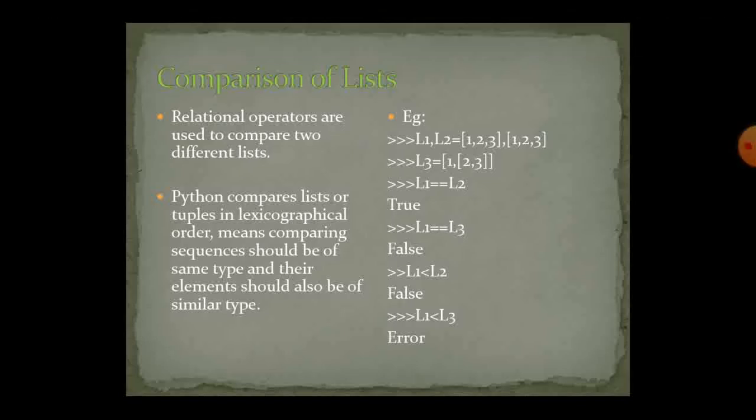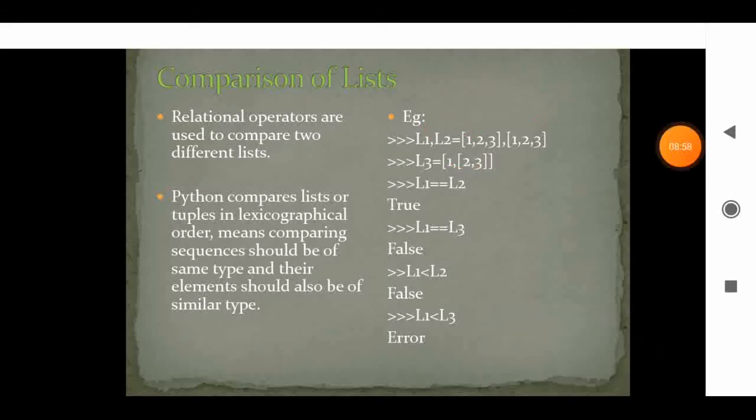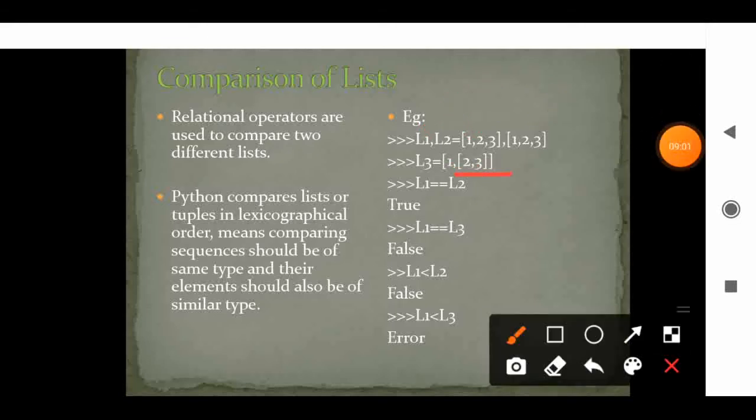Comparison of lists. Here we can use the comparison operator to compare lists. For example, list 1 and list 2 are assigned their values. This value goes to list 1, this value to list 2. List 3, we have also created one more list. L1 equal to L2 will compare them. Comparison returns the value true or false. If the condition is true, it will return true, otherwise it will return false.